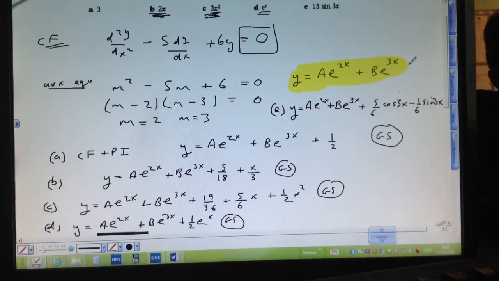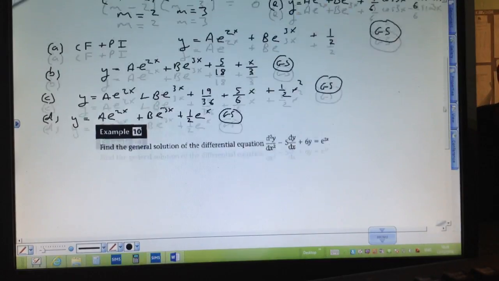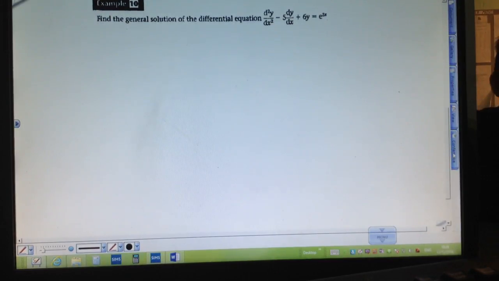Okay, so next one, scrolling down. Right, example 10. Find the general solution to this. So now we can go the whole hog and do the full question. So the general solution to this. You first have to write down in the margin CF, complementary function.